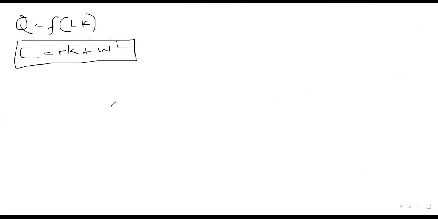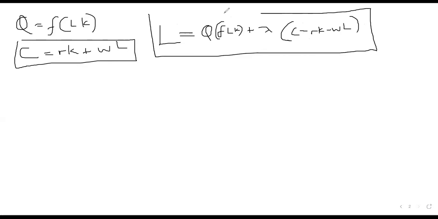Together, this helps us come up with what we call the Lagrangian function, which helps us optimize production, where we have our output in terms of labor and capital minus the budget constraint. Inside the budget constraint, we have the cost of capital, rent for capital, plus wages for what? For labor. This is what we call the Lagrangian function. Combined together, this is what we call constrained optimization.